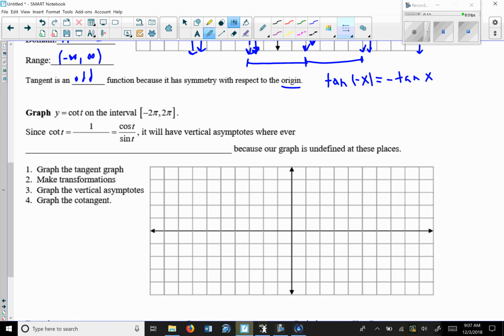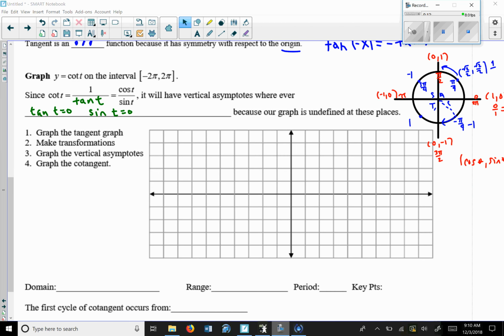So we know that cotangent is 1 over the tangent, and we're using t instead of theta this time, so I'll put a t there, which is cosine over sine. So that means that we're going to now have vertical asymptotes everywhere where tangent or sine are equal to 0. So wherever the sine of t is equal to 0, if it helps you on the unit circle.